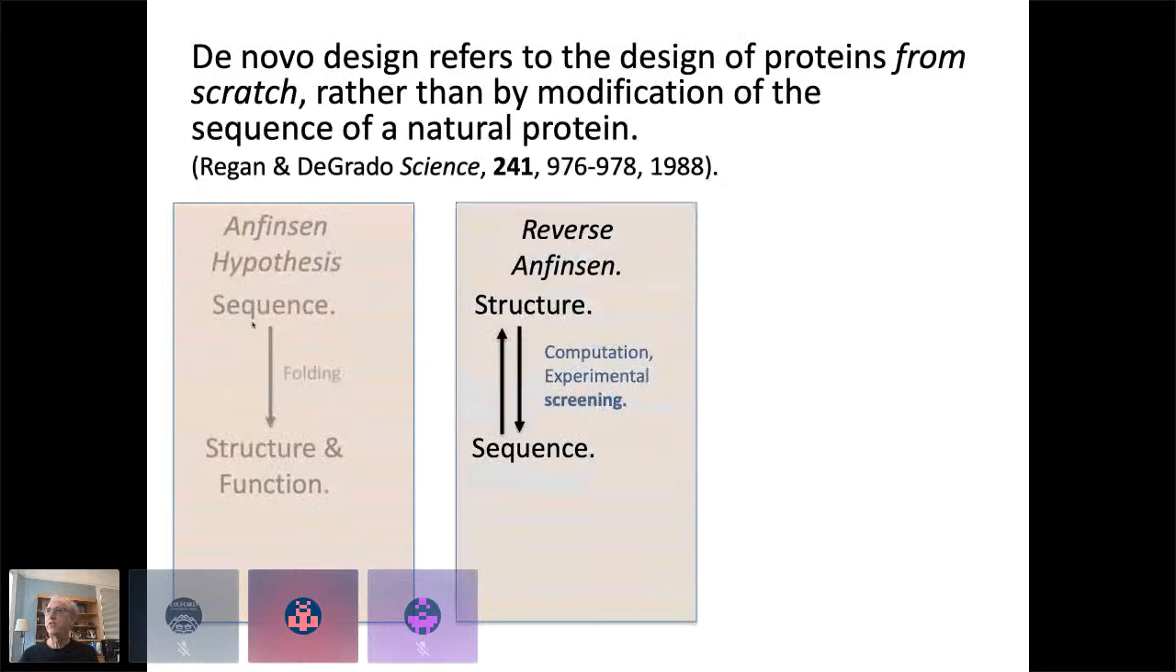Now in de novo design, what we do is to try to design a protein entirely from scratch, rather than by modifying the sequence of a natural protein. And we try to do this in what I'd call a reverse Anfinsen manner. So we're going to start not with a sequence, but instead with a structure. We use computational methods to go from structure to sequence. Steve Mayo in the last talk in this series spoke a little bit about that process with repacking algorithms. And then we get into the lab and we make it and see if it works. Often it requires a great deal of screening, but not always.